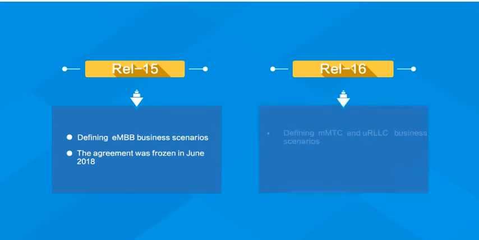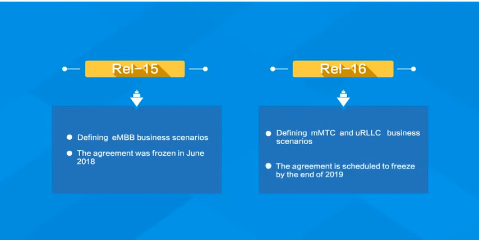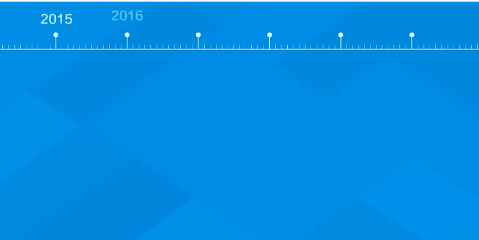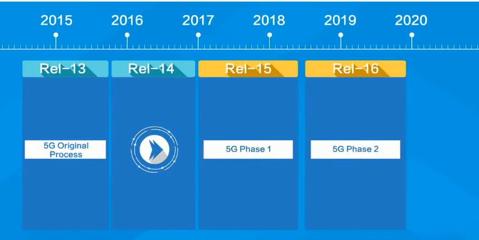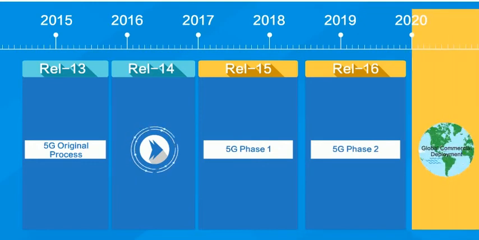Release 16 defines two scenarios, mMTC and uRLLC. The Release 16 protocol will be frozen at the end of 2019. 5G standards can support a wide range of service scenarios like eMBB, mMTC and uRLLC, and we expect to see commercial deployment worldwide by 2020.